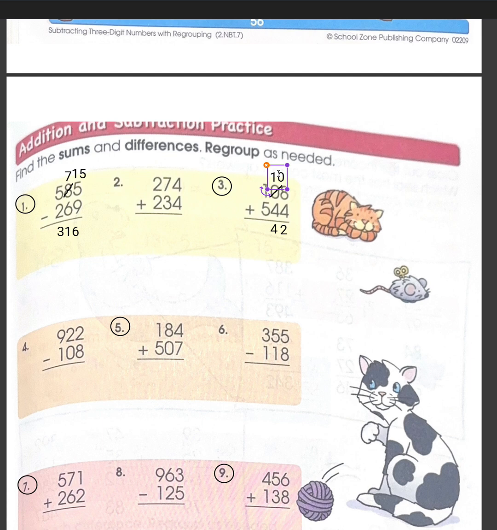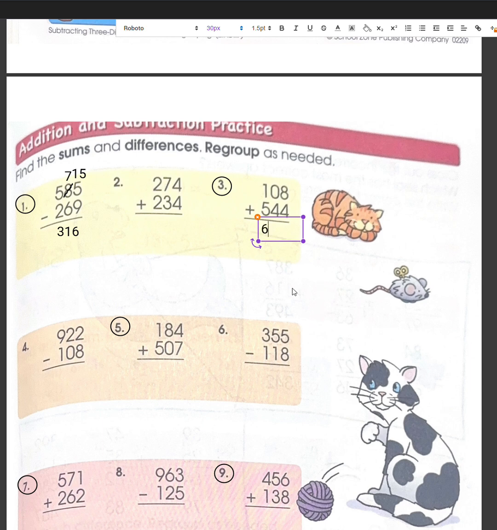Wait, no, we're going to do it a different way, actually. We're going to start from the left side here. So we're first going to do 1 plus 5, that becomes 6. And then we have 0 plus 4, which becomes 4. And then 8 plus 2, which becomes 12. But we have that extra 1 from the 12, so we're going to put the 1 here. So adding the 1 to the 4, it becomes a 5.